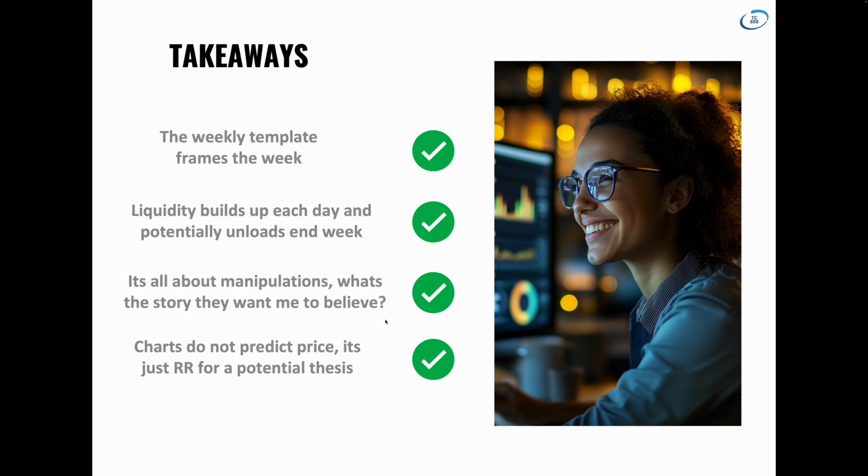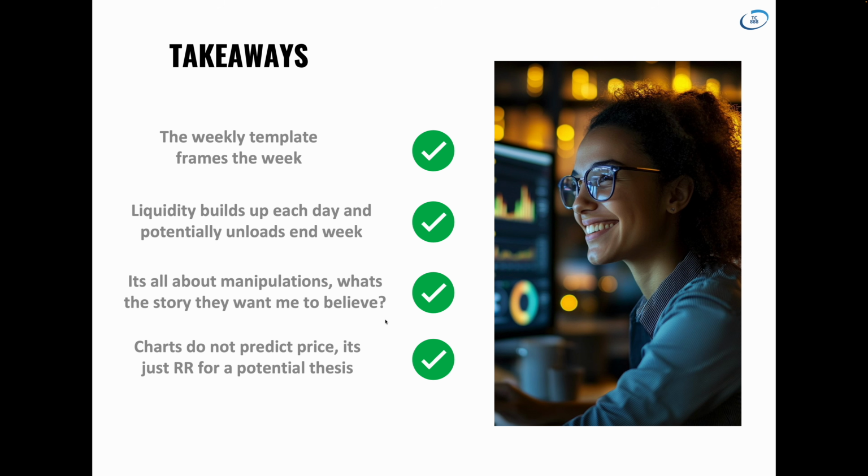It's all about manipulations. So really think about what is the story, what is the rationale and the plan of the market makers. What do they want you to believe? How are they building up the week? How does this fit to the news schedule? Often they build it up into the news, and then news is the catalyst, and from the news impulse you get your move, and this then follows through into the end of the week.